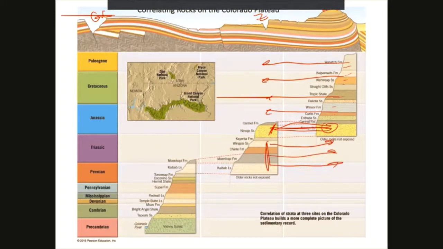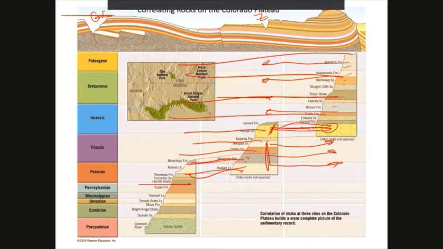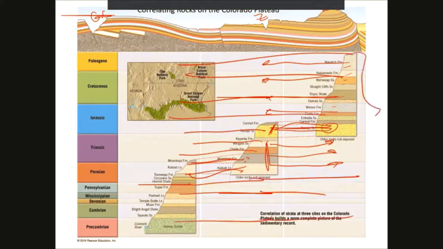And additionally, the oldest exposed rocks at Bryce Canyon correlate to the youngest rocks at Zion, and the oldest rocks at Zion correlate to the youngest rocks still exposed at Grand Canyon. So these rocks were likely here, and these rocks were likely here, and these were likely here and here. Throughout, now we have this whole picture of time, not just these three small pieces in three different locations.